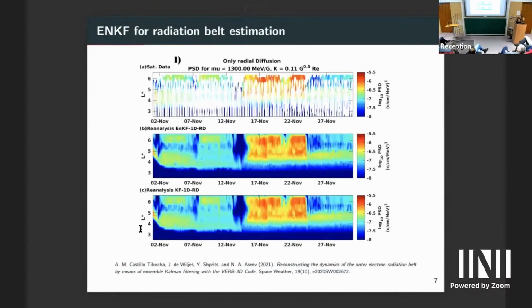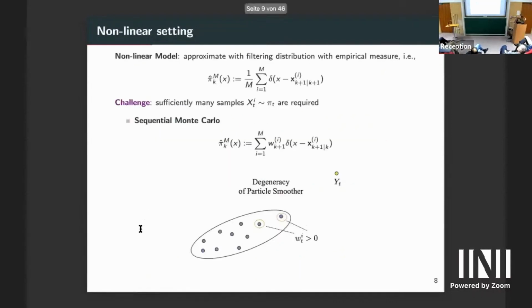For example, we have been using it for the space weather as well, trying to estimate the phase space density, and it has been working reasonably well. In these kinds of models, the parameters are highly nonlinear, but in the states they're actually quite linear. That's why it's working quite well. As soon as you go to simultaneous state and parameter estimation, it becomes a little bit more complicated. But let's talk more about this nonlinear case.